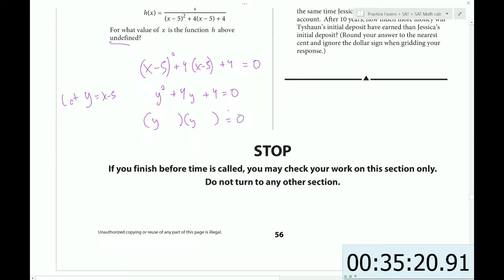The same sign positive, and the numbers would be 2 and 2. And then we could substitute back in. So x minus 5 plus 2 and x minus 5 plus 2. And of course, x minus 5 plus 2 is x minus 3. So that would mean x would equal 3.